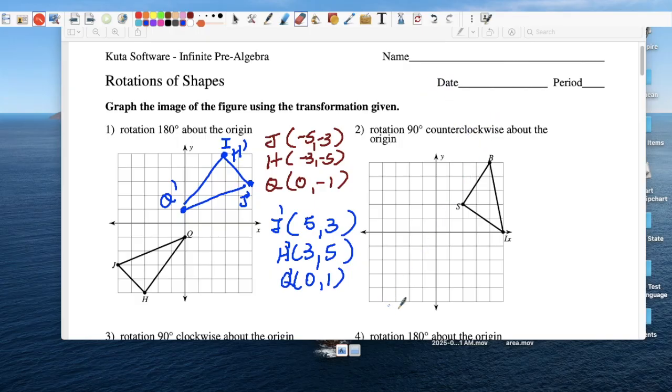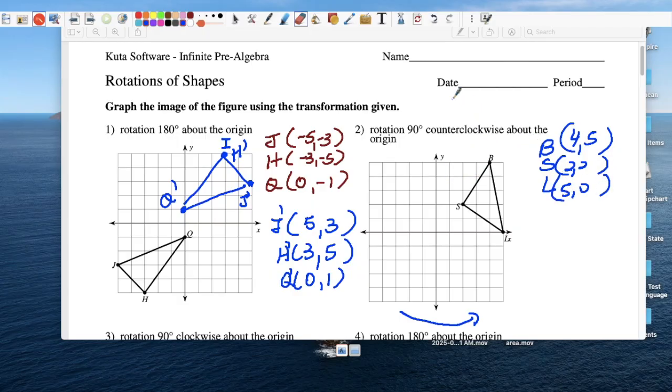Counterclockwise, so we're rotating this way. So we've got to move that triangle. Everybody's going to travel in that direction. So we have B, S, and L. Point B is 4 and 5. Point S is 2 and 2. And point L is 5 and 0.